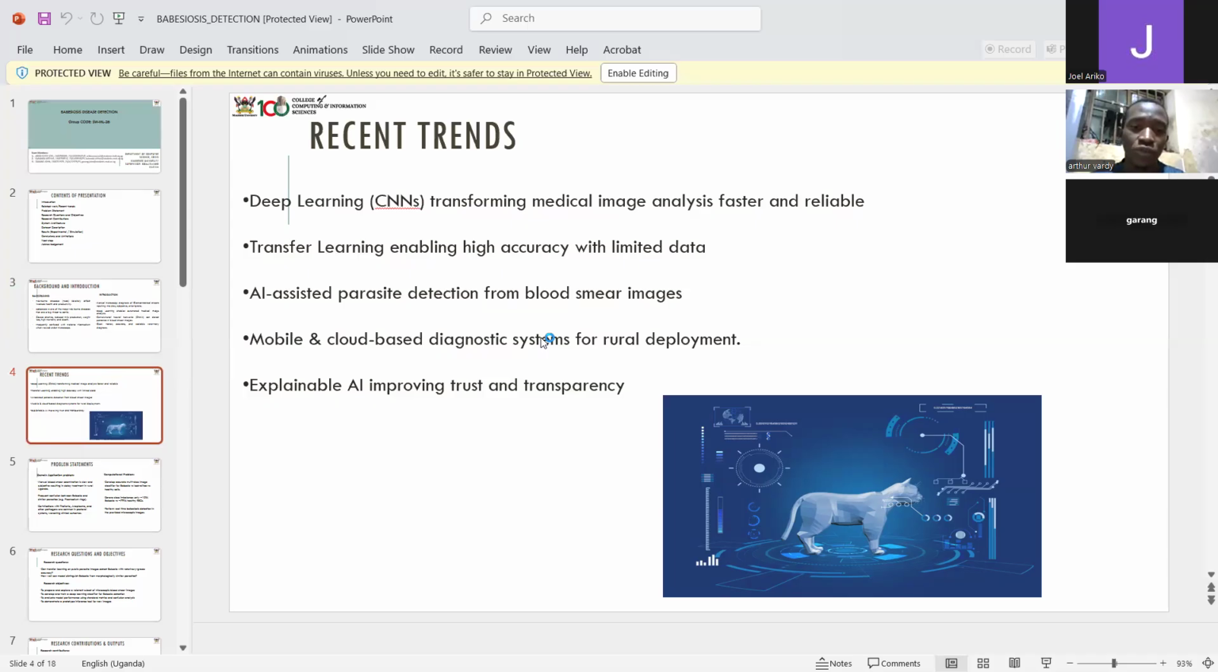AI-assisted parasite detection from blood smear images, the mobile and cloud-based diagnostic system for rural development. Here we shall develop a website or an application whereby the users, the veterinary doctors, will just upload the image, and then the result will be displayed whether the animal was infected with babesiosis or not. Explainable AI, improving trust and transparency. Those are some of the recent trends or the related work that we shall consider in our project.